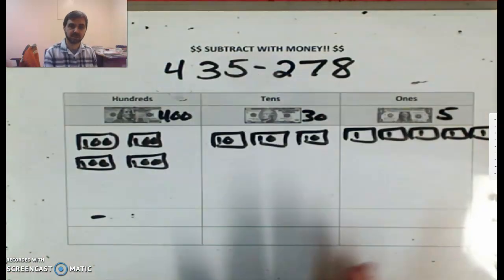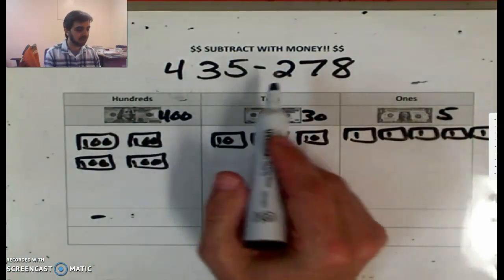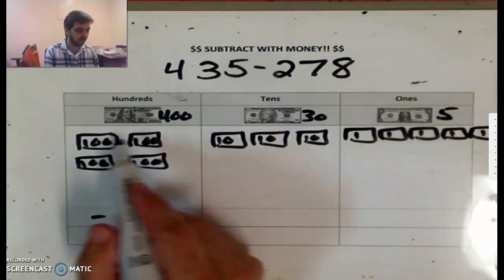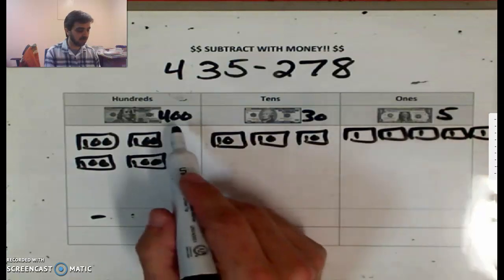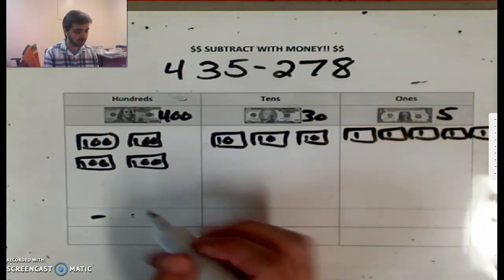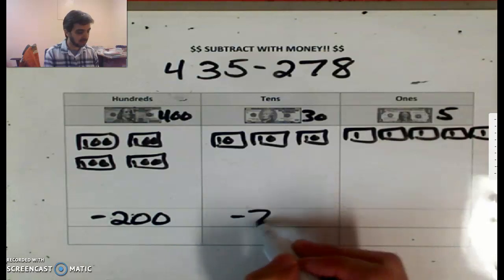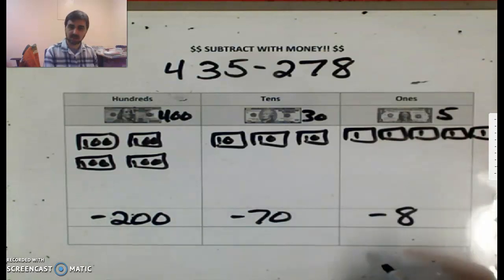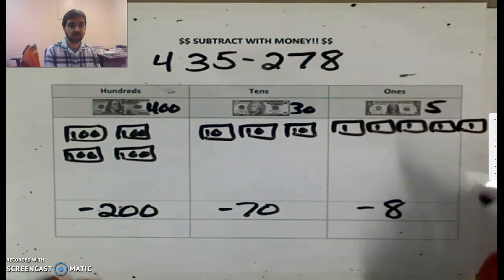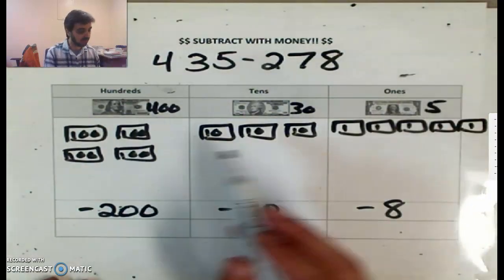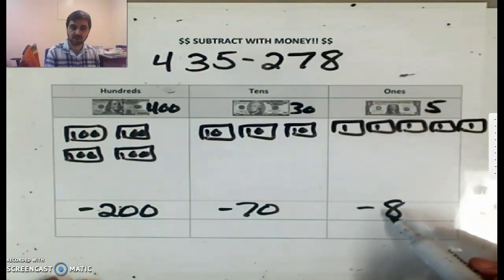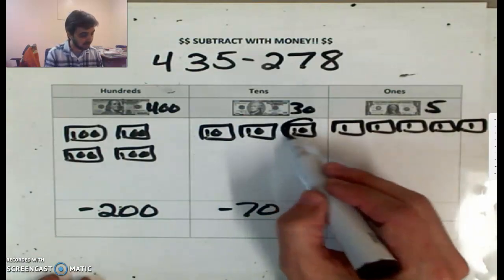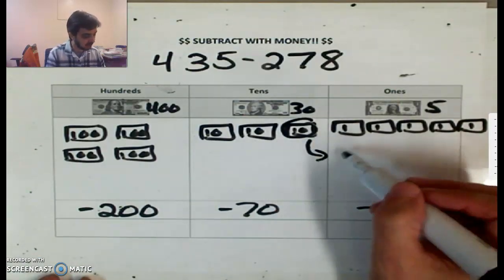All right, so let's take a look at this problem. We have 435 minus 278. So I have 4 hundreds, 3 tens, and 5 ones. 435. I'm going to subtract 278. Okay, so our old problem: if I had 4 hundreds, 3 tens, and 5 ones, I can't give somebody 8 ones. How am I going to get more ones? Well, I could take this 10 and turn it into 10 ones.